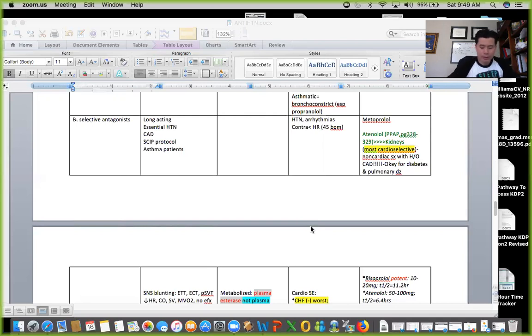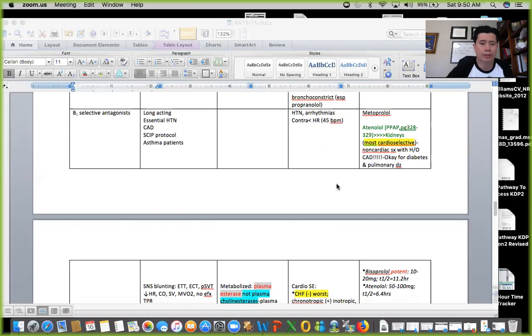I'm going to look through some more, and since I'm sharing my screen, here I've got most cardioselective. If heart rate's less than 45, you want to hold off on that. Long-acting, we use it for essential hypertension. Just be careful with the asthmatics, because actually no, it's preferred for asthmatics because it is only a beta 1. It's not a beta 2.